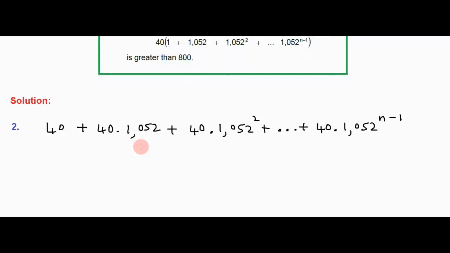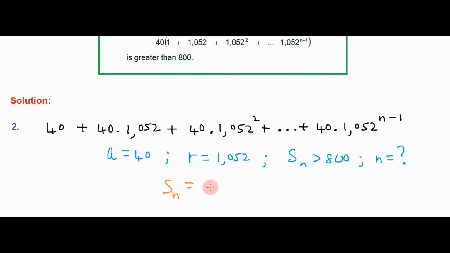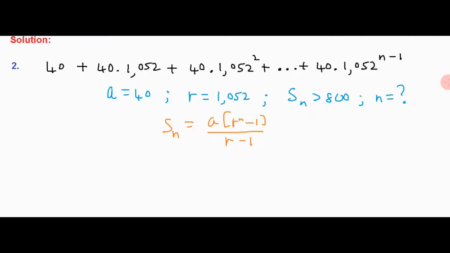This is clearly a GP, or geometric series rather, where the first term a is 40, and we're multiplying by 1,052 each time. So r is 1,052. We want n such that s sub n is greater than 800. So we need to find the value of n for which this is true. Then using the sum formula, we can plug in our values.